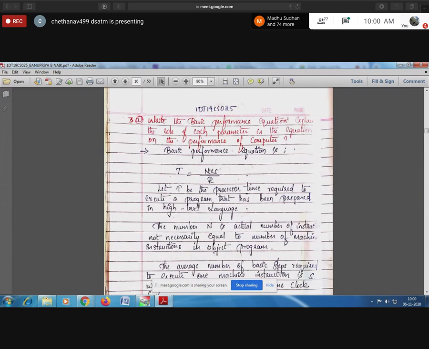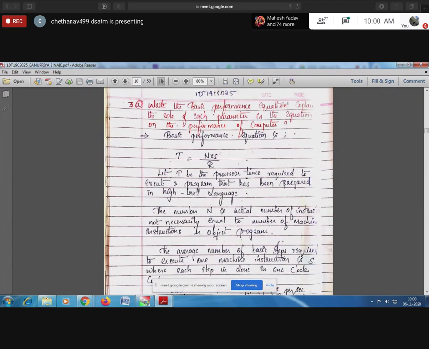That's what the S indicates. S means the average number of basic steps required to execute one machine instruction. So what was my calculation? 90 divided by 10 means 1.5. Suppose the question requires 10 minutes, so by this I can say 10.5 is the average time, the overall average time required by one instruction to execute.